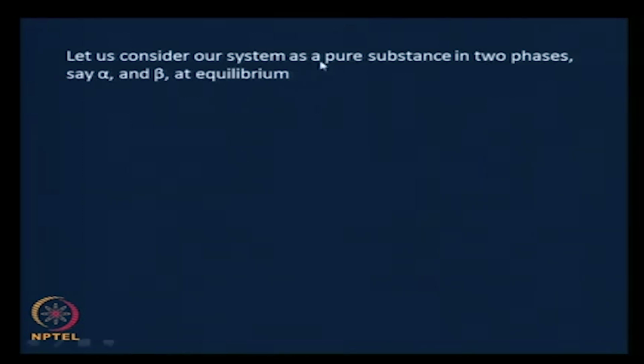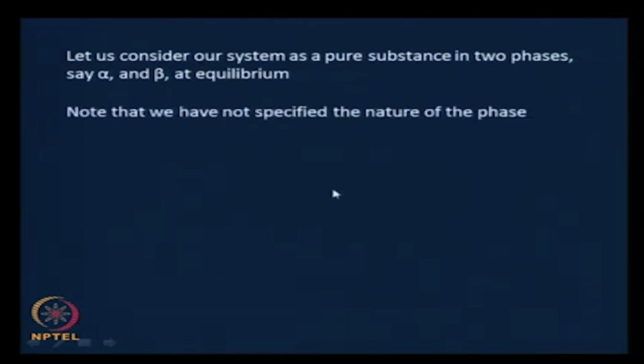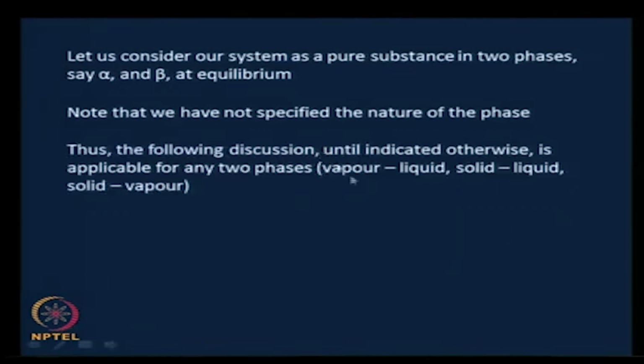Let us consider our system as a pure substance. We will start with pure substances, that is good to understand the basis. Let us consider our system as a pure substance in two phases, say alpha and beta at equilibrium, and what I would like you to note is that we have not specified the nature of the phase. These alpha and beta could be any two phases, they could be liquid and vapor phase, liquid and solid phase, vapor and solid phase. That is what is given here.